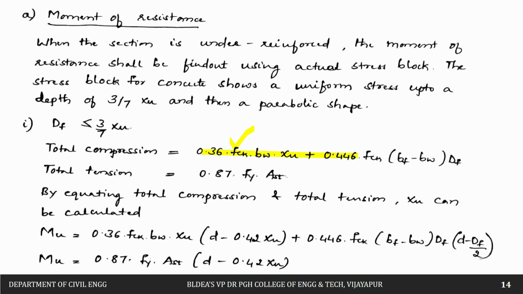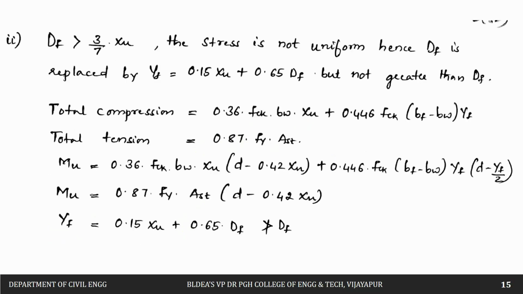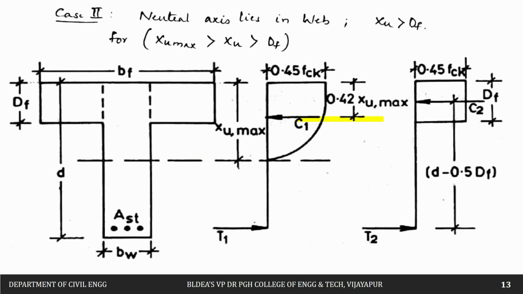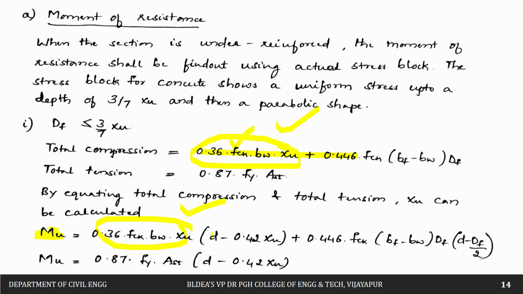So how to calculate the moment? Moment will be equal to 0.36 fck into bw into xu, the force, multiplied by the distance. What will be the distance? We have already seen this. It is the effective depth d minus 0.42 xu. Already we have seen this is the lever arm. This is due to the rectangular portion.